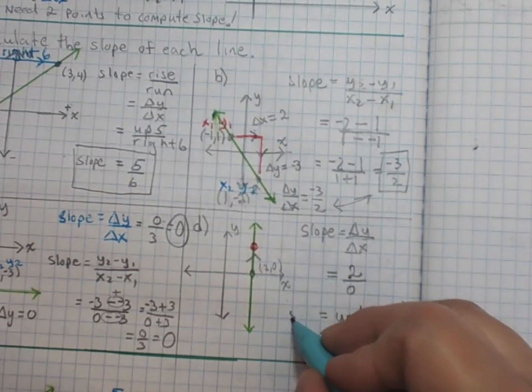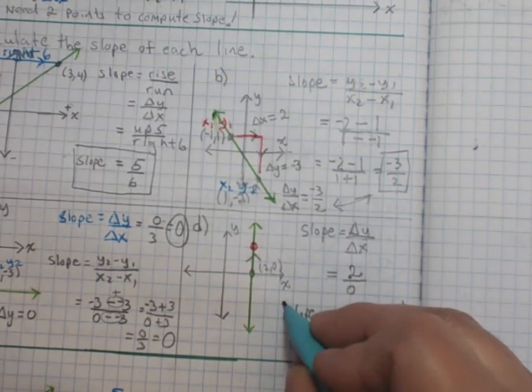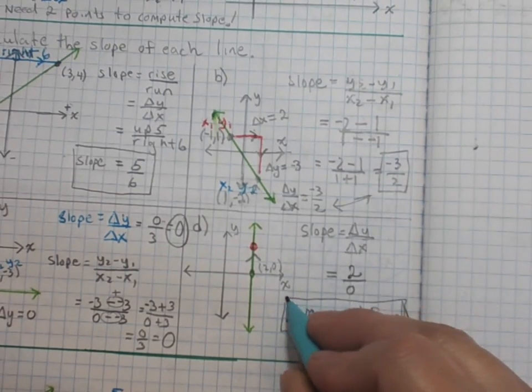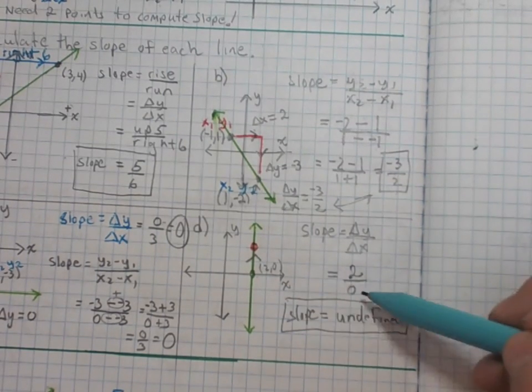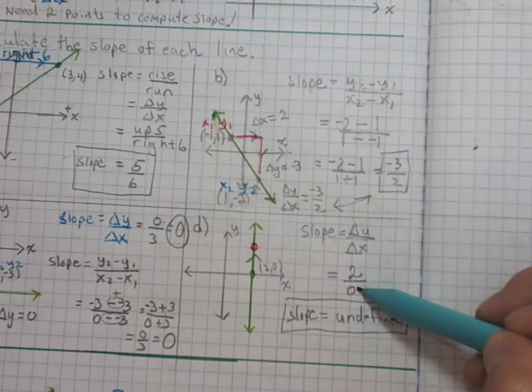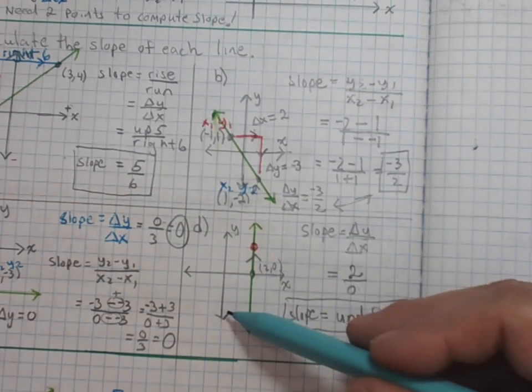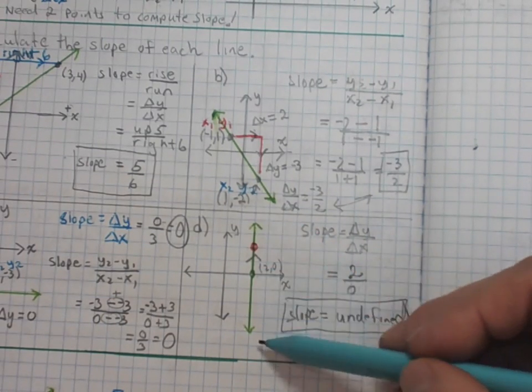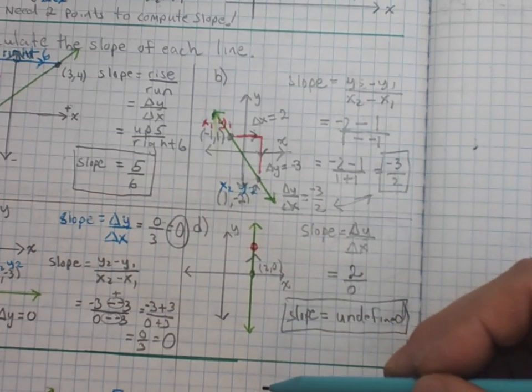So in this problem, our slope is undefined, and that is true for all vertical lines, because for all vertical lines, the change in x will always be 0. There is never any right or left movement. You are only going up or down the line as you travel across it.